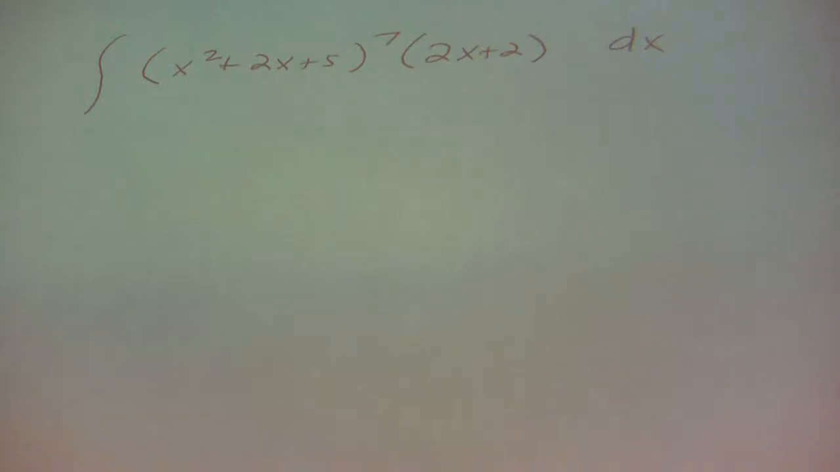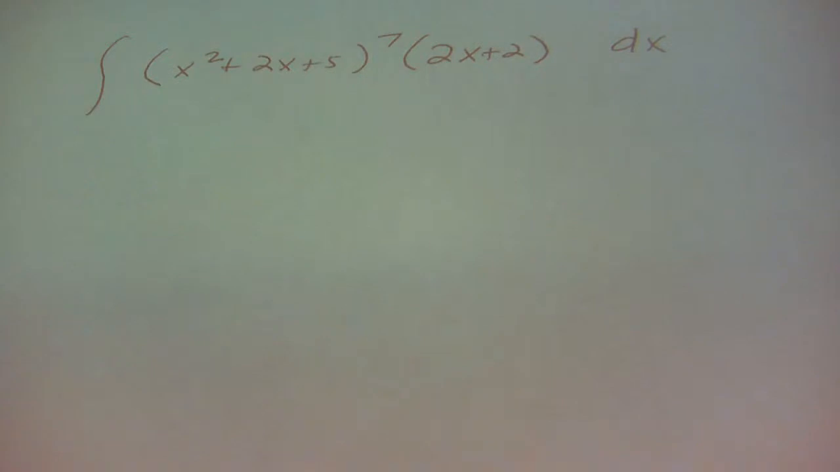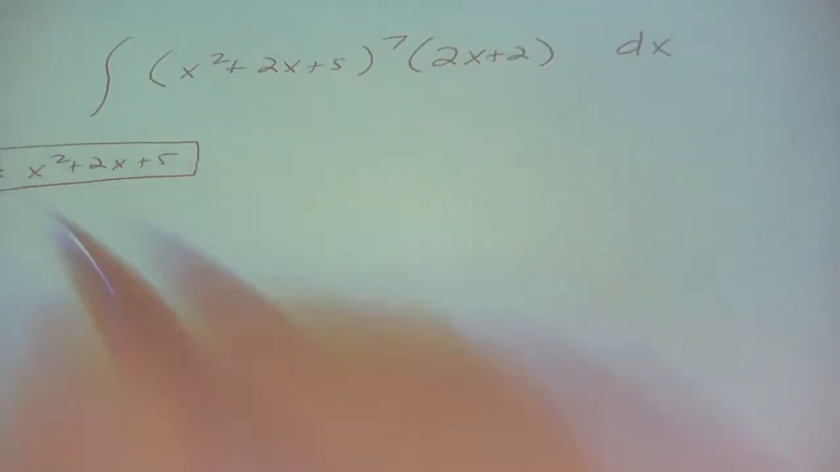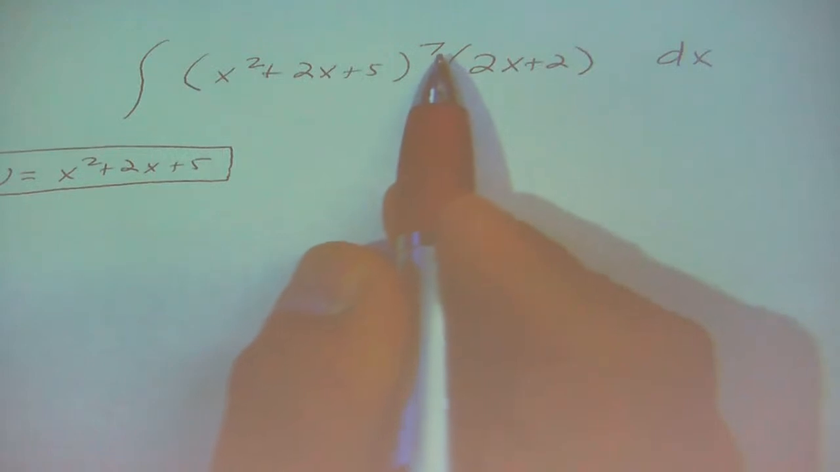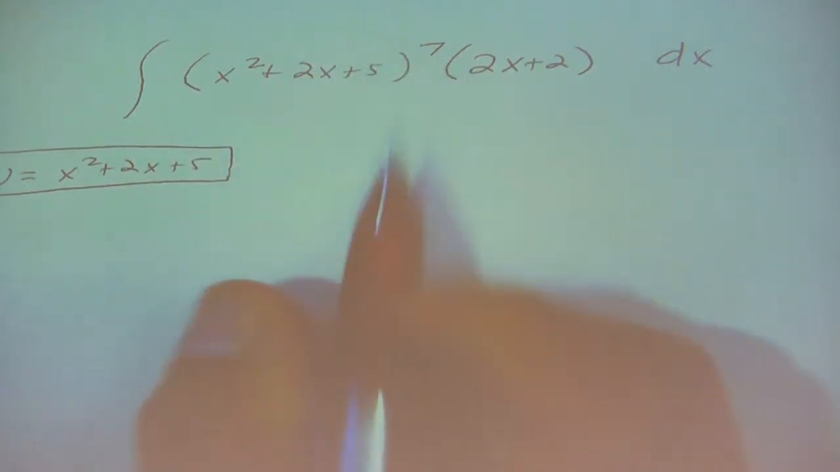You gave it a little try, you thought about it. We definitely know this is the harder one. We definitely know this is u substitution. What do you think u is going to be? x squared plus 2x plus 5. That whole thing is going to be u. Why? I don't know how to take the integral of stuff raised to the 7. If all of that was u to the 7, I can take care of that integral pretty quickly.